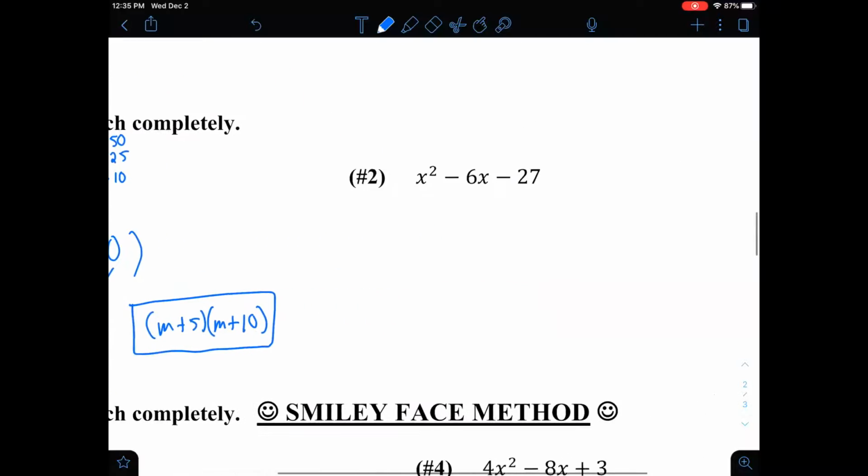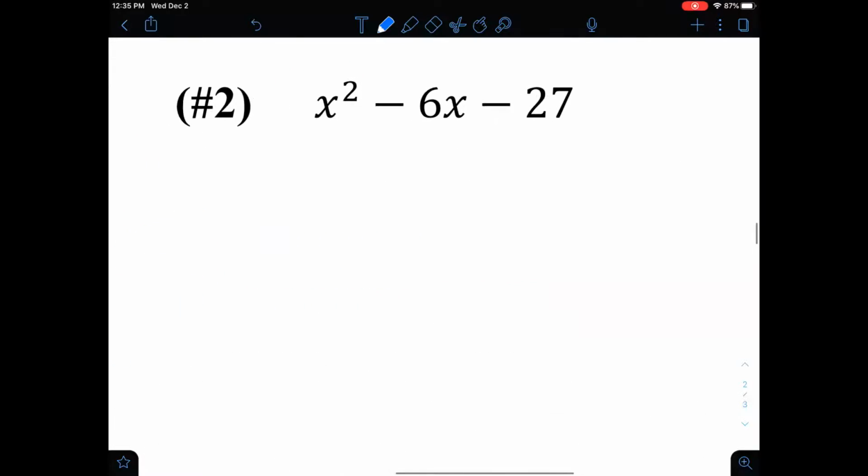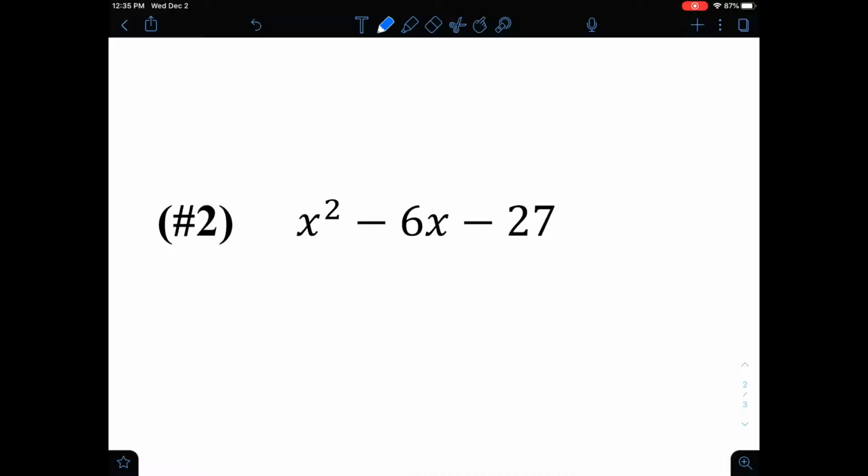Okay, let's do number 2 now. We have x squared minus 6x minus 27. Okay, so we need factors of x squared. How do we get x squared when we multiply? Well, it's going to be x times x, isn't it? It's the only way to get x squared.